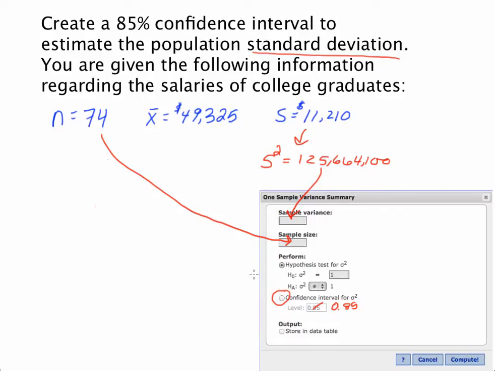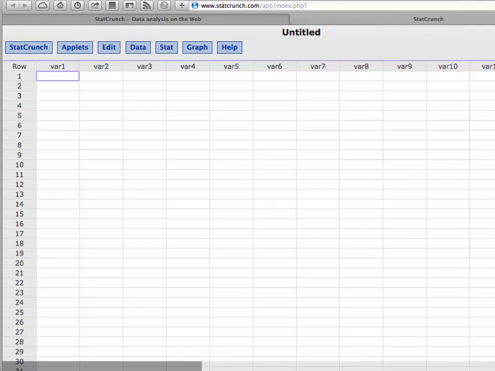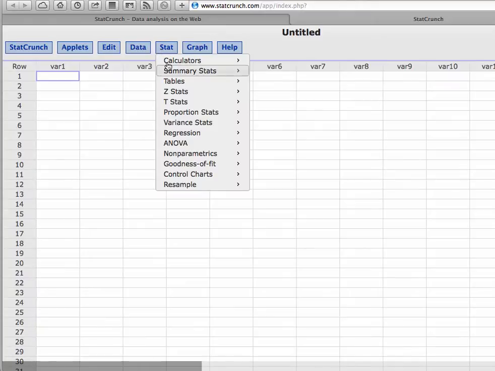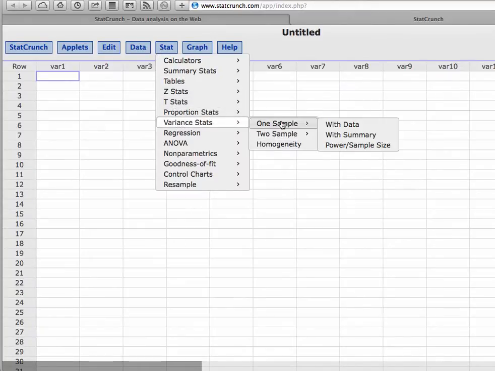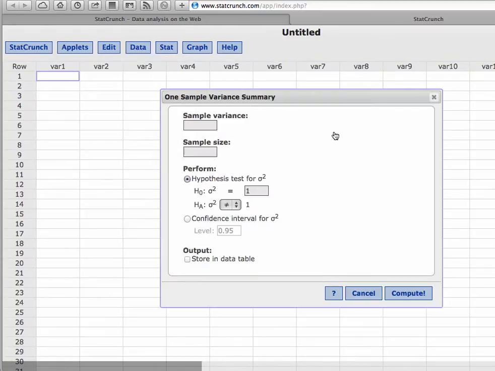So I have StatCrunch available. We could open that up. To calculate the confidence interval for the population standard deviation, I'll go under Stat. I'm looking at the variance, one sample, with summary. It's not with data, it's with summary.